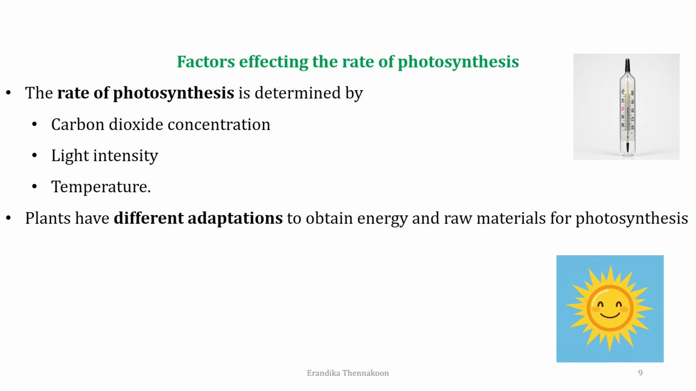Several factors influence the rate at which photosynthesis happens, including the concentration of carbon dioxide in the air, the intensity of the light, and the temperature. Finally, remember the plants have evolved a range of adaptations to effectively obtain the energy and raw materials they need for photosynthesis.